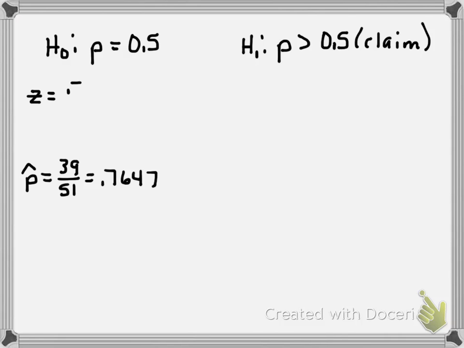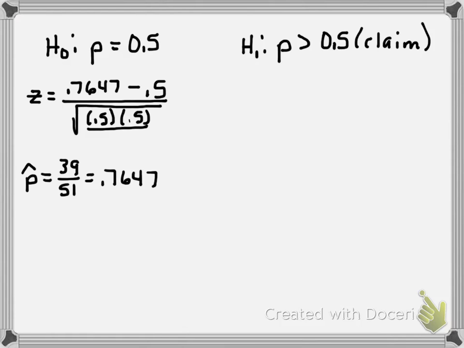So back to the test statistic formula. P hat is 0.7647 minus the proportion that we're testing, which is 0.5, divided by the square root, and underneath the square root we have P again, which is 0.5. Q would also be 0.5, and divide by the sample size, which is 51. And work that out and round it to 2 decimal places, you should end up with 3.78.